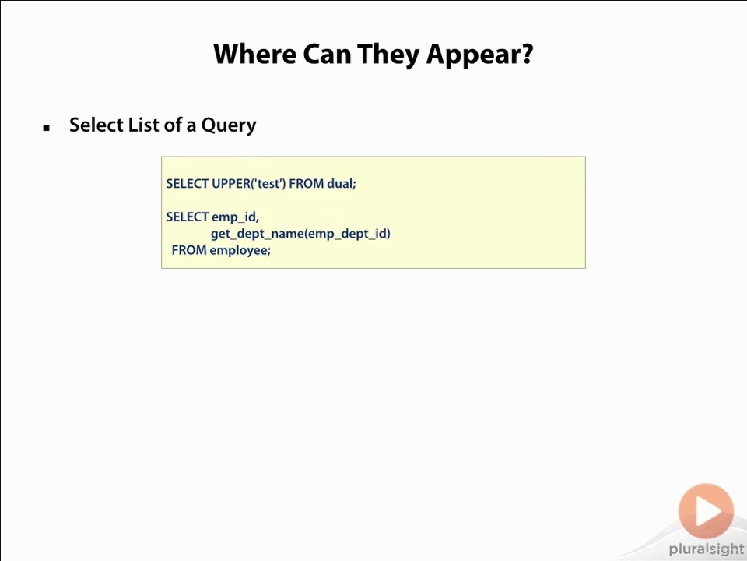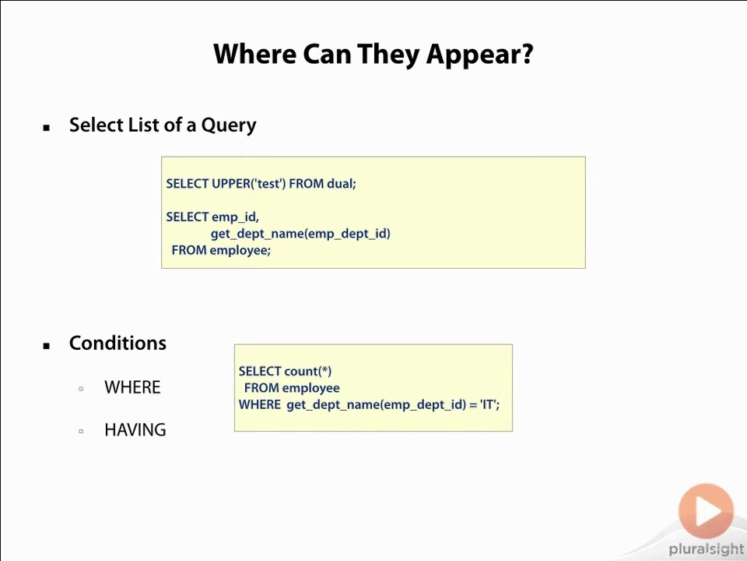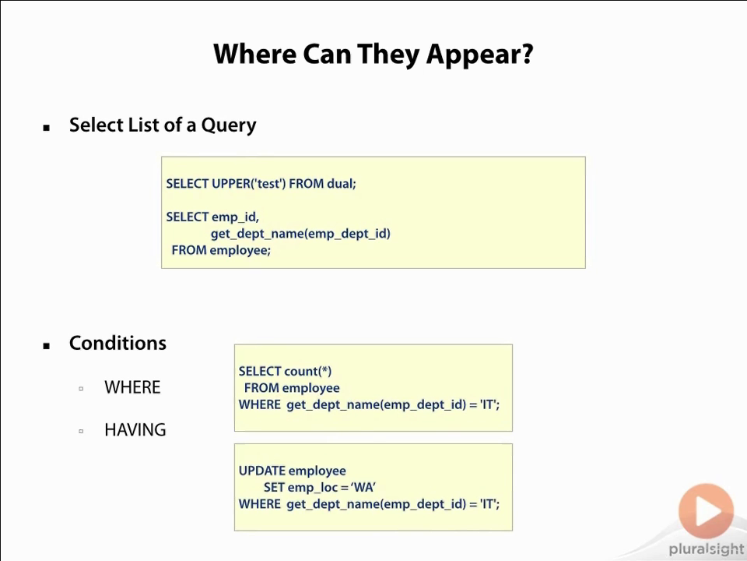by the select statement. The functions can appear as a part of the conditions in the where clause or the having clause. It can appear as a condition as a part of the select, update, delete, or insert statements. Here in this code snippet, I am selecting count star from employee, where the value returned by the function getDeptName for each empdeptid fetched by the select statement is compared to the value of IT. You can similarly use it in a where condition of an update statement to update the employee location to Washington, where the getDeptName function taking an empdeptid returns the value of IT.